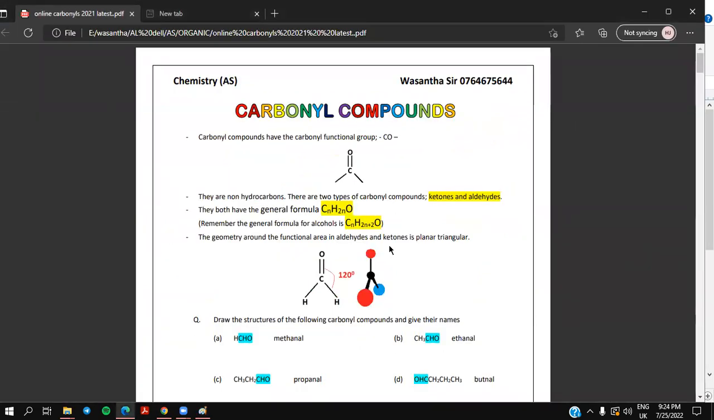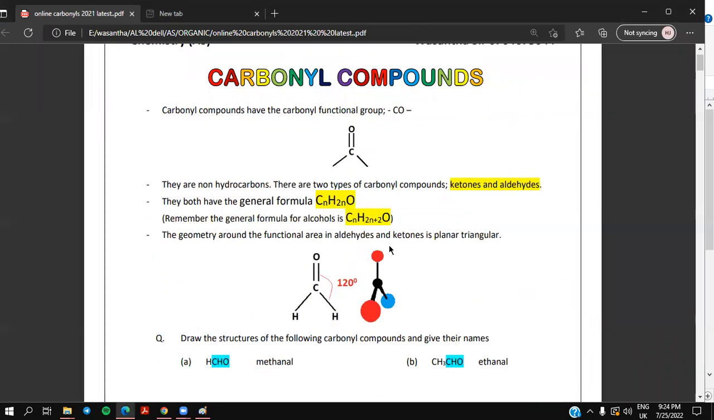In the TUT, we can see carbonyl compounds have the carbonyl functional group I just explained to you. This is a carbonyl functional group. They are non-hydrocarbons, definitely, because it has an oxygen. There are two types of carbonyl compounds, ketones and aldehydes. They both have the general formula CnH2nO.